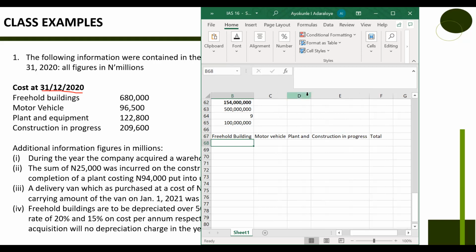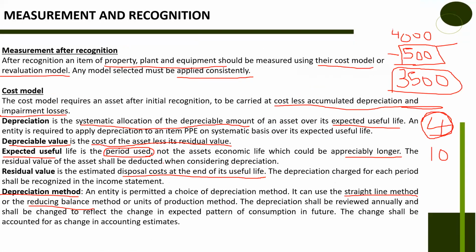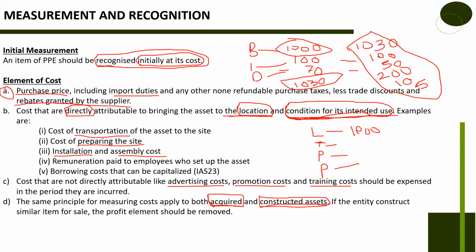I thought it's only assets to write up there. Yes, construction in progress is an asset. You remember, when we were discussing how to measure, we said this for both acquired and constructed assets. In as much as the asset will be completed and brought into use, it is an asset that will bring economic value to the business at the end.